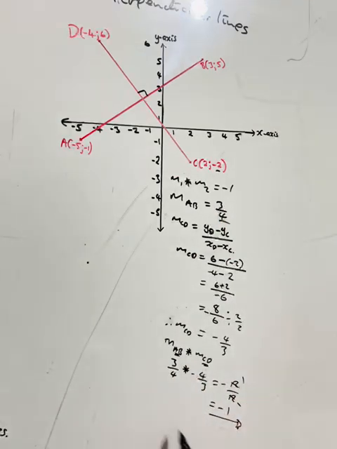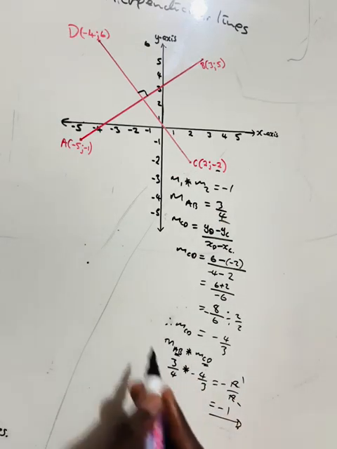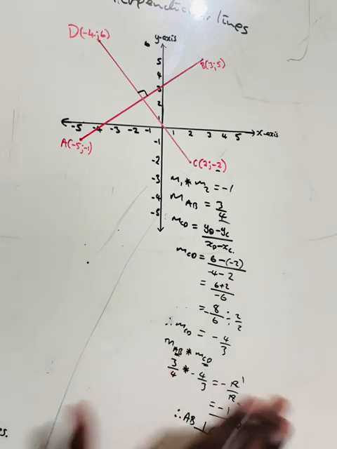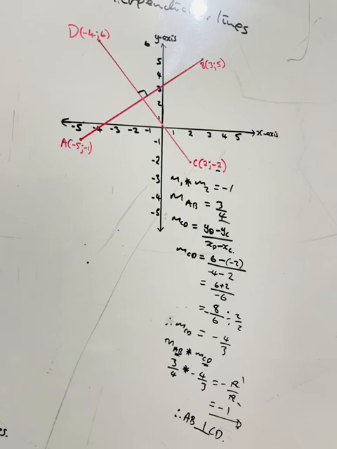So I then conclude that, therefore, line AB is perpendicular. This is the symbol which you use to indicate that the lines are perpendicular. So line AB is perpendicular to line CD. And by doing this, I have proven that I have perpendicular lines, right? Good. Now, I hope it's very clear for everybody, right?